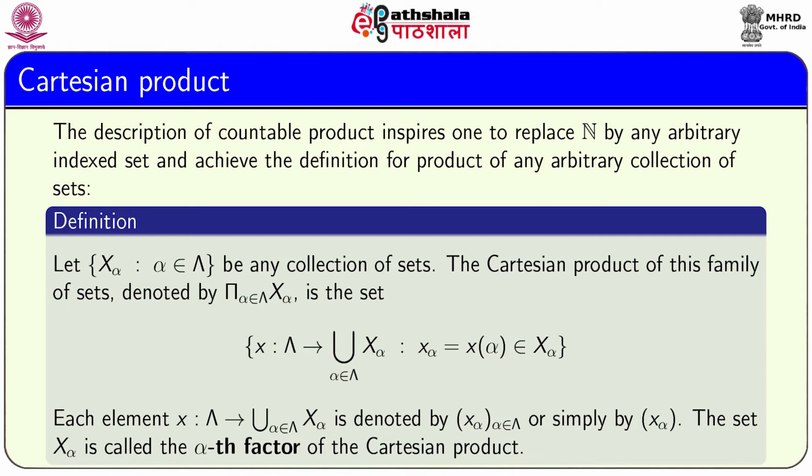The description of countable product inspires us to replace the set N by any arbitrary index set and achieve the definition of the product of any arbitrary collection of sets. So, replacing the set N by an arbitrary index set lambda, we get the definition of the product of any number of sets, that is, a collection X alpha, where alpha is varying over the index set lambda, and we define it exactly the way we had defined it for countable products and get a definition for arbitrary product. Each X alpha is called the alphath factor of the Cartesian product.